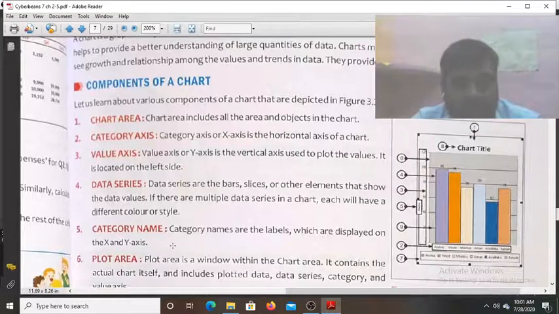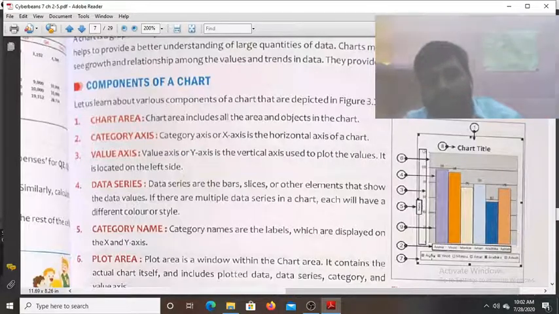Fifth is the category name. Category names are the labels which are displayed on the x-axis and y-axis. So on the x-axis and y-axis we display the label, that is the category name. See here, it is the given label values. Okay. So category names are the labels which are displayed on the x-axis and y-axis. This name we give, here you will find, is called the category name.